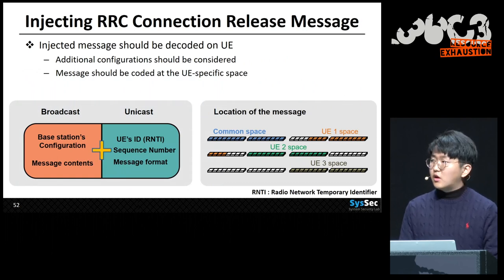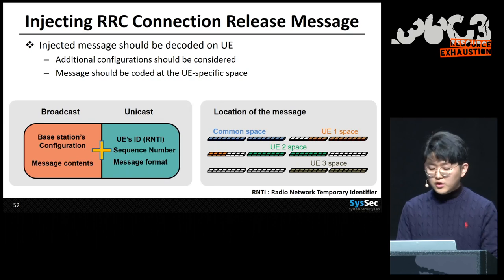In order to inject this RRC connection release message, the injected message should be decoded on the UE. To do this, more effort is required than when injecting a broadcast message. Firstly, when injecting a broadcast message, the attacker only had to consider the base station's configuration to inject the message. But to inject the unicast message, the attacker also has to consider additional information like the UE's ID, the RNTI, which is a temporary identifier, sequence number, message format, and so on. Moreover, the message must be set correctly in the right place.